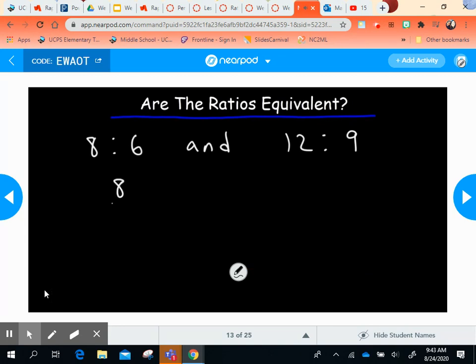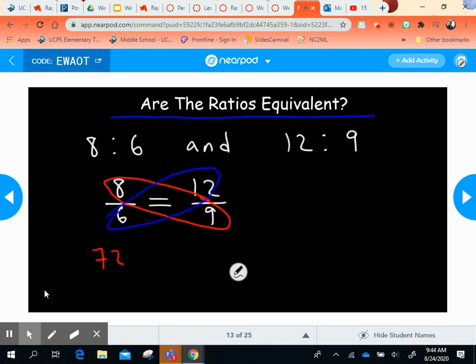So let's convert the ratios into fractions, and let's put an equal sign between the two fractions. Now, what I want you to do is cross multiply. So first, we're going to multiply 8 by 9. 8 times 9 is 72. Next, we're going to multiply 6 and 12. What is 6 times 12? If you add 12 6 times, what would you get?